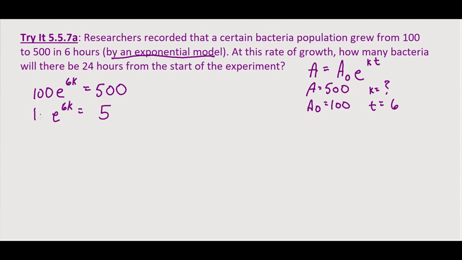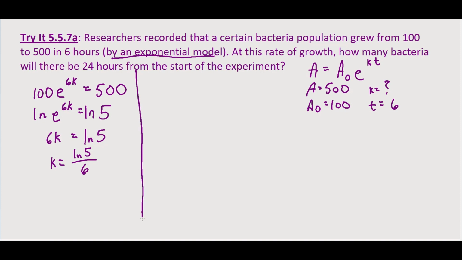Take the natural log of both sides, and then use the power property. 6K times the natural log of e, but the natural log of e is just 1. So 6K equals the natural log of 5. So K equals the natural log of 5 divided by 6. So now we have what K is. We want to keep that exact, by the way. We don't want to take a decimal approximation.